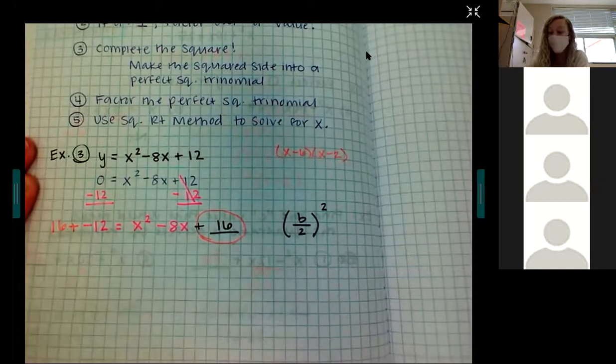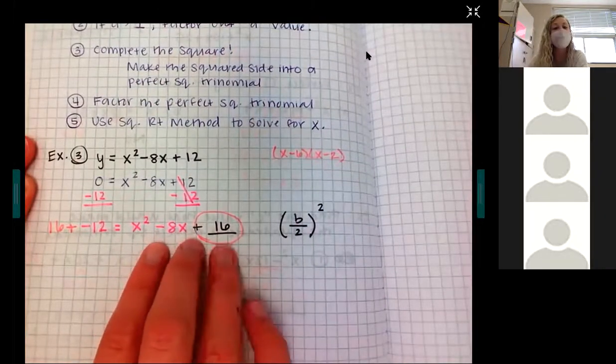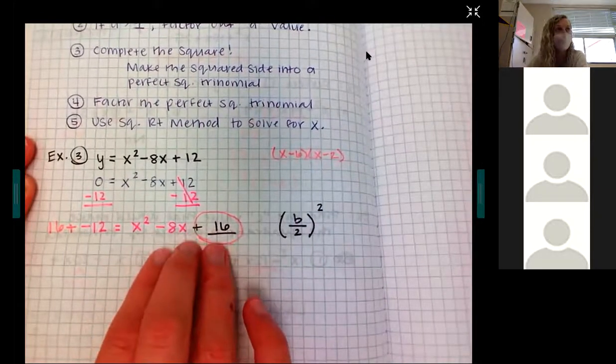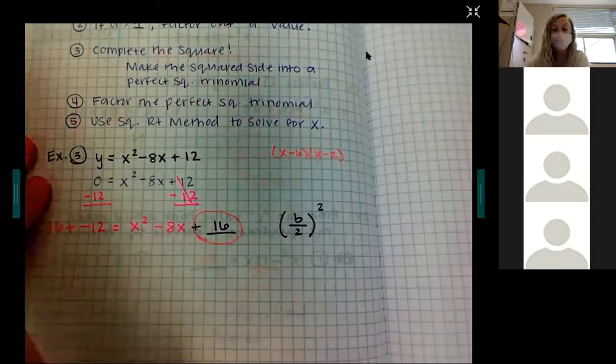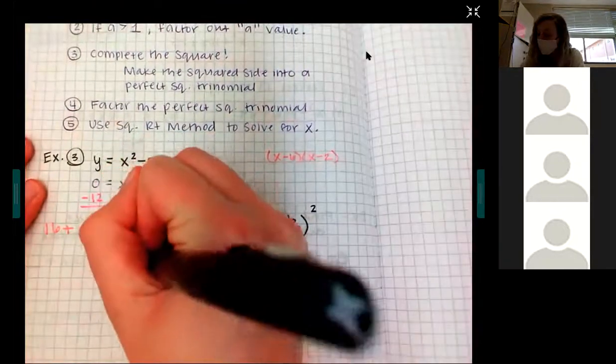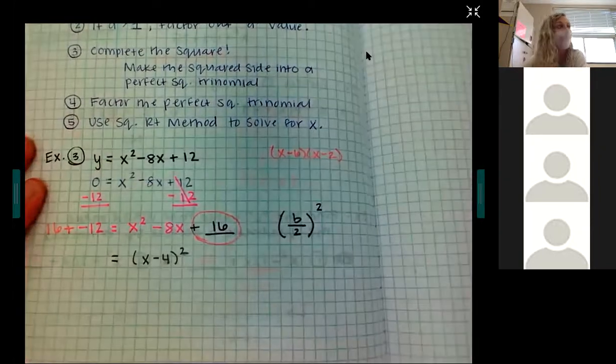Okay, step 4, factor the perfect square trinomial. Guys, how does x squared minus 8x plus 16 factor? x minus 4, x minus 4, or it'd be even better if you go ahead and write it like this, x minus 4 squared.